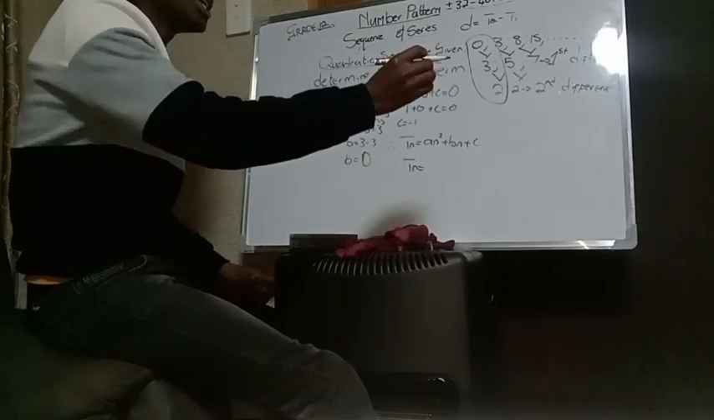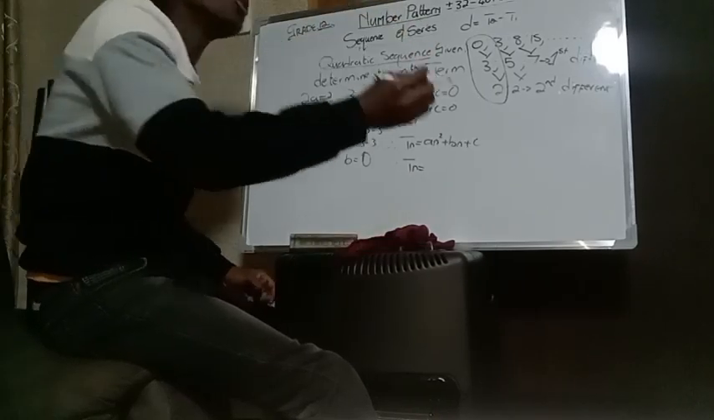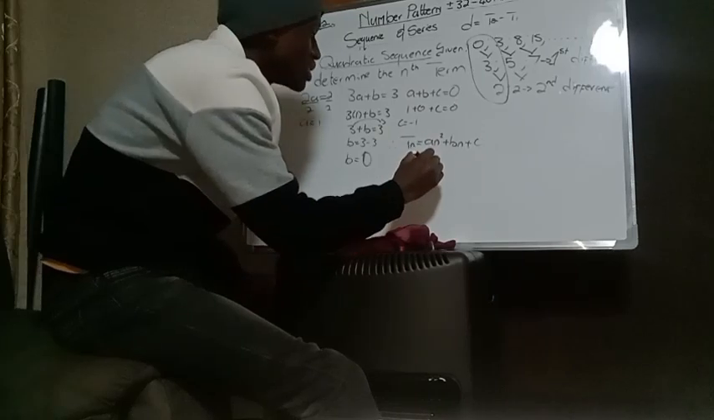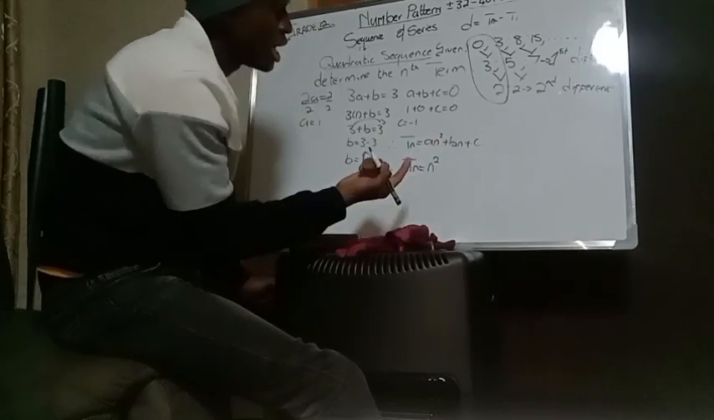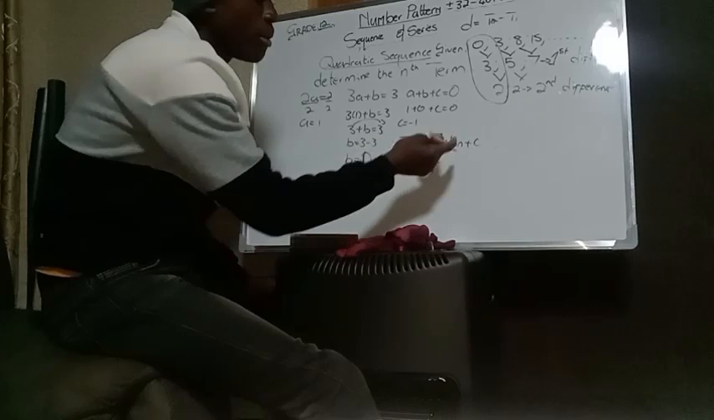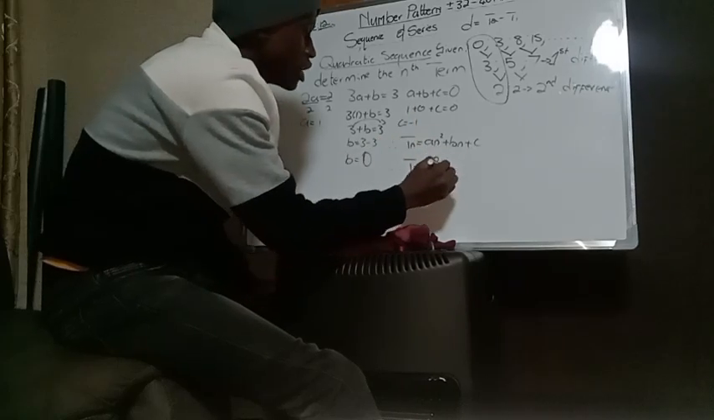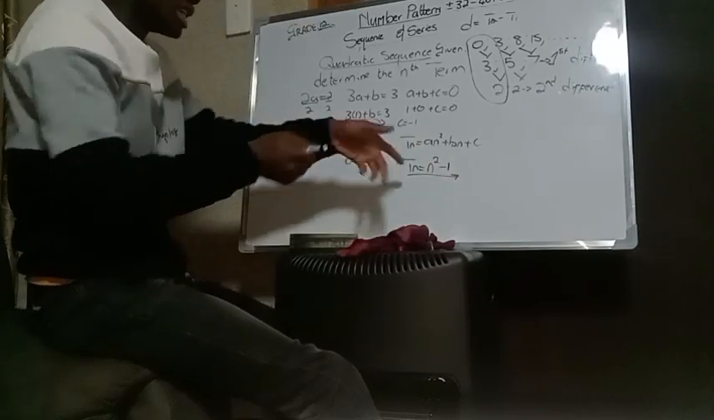The a that you got when we were solving it by equating it to the second difference, right? A is 1, so we can represent it by n squared. The value of b is 0; 0 multiplied by n is still 0. The value of c is minus 1. This is our final general term.